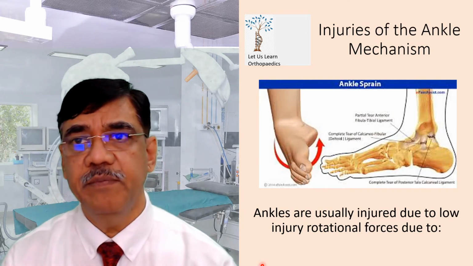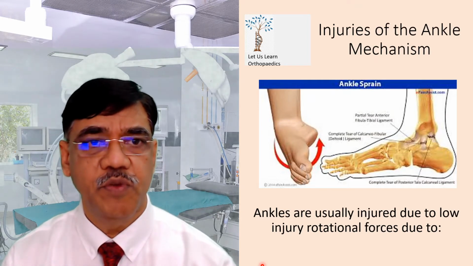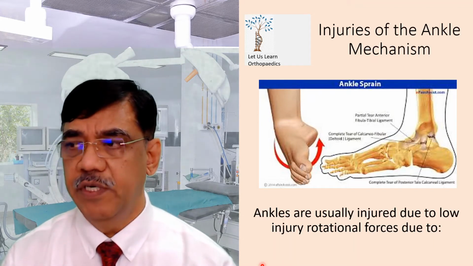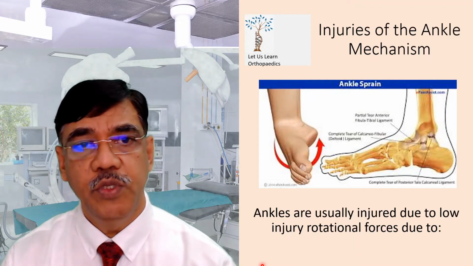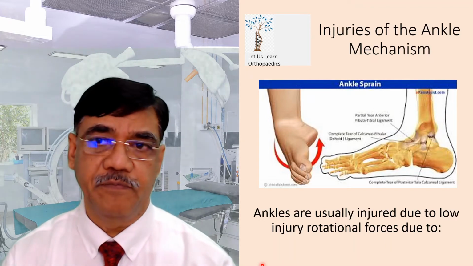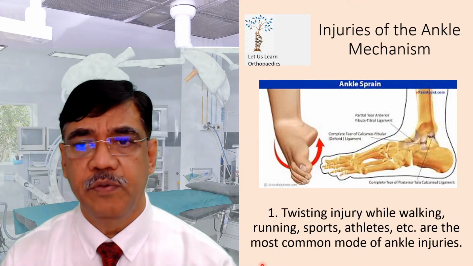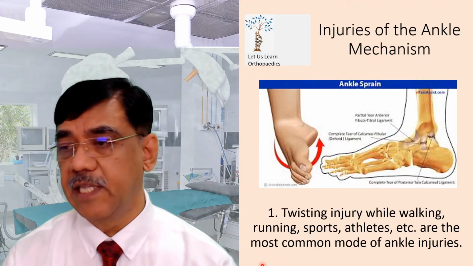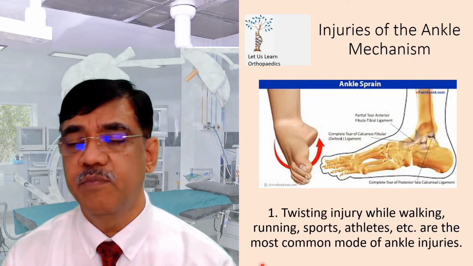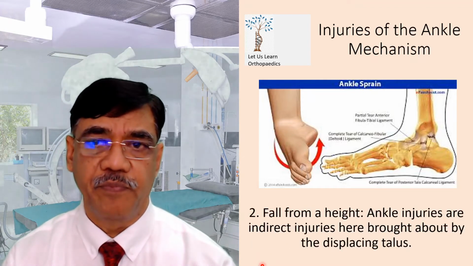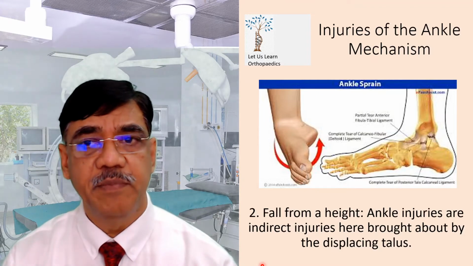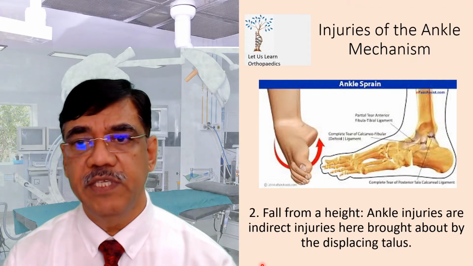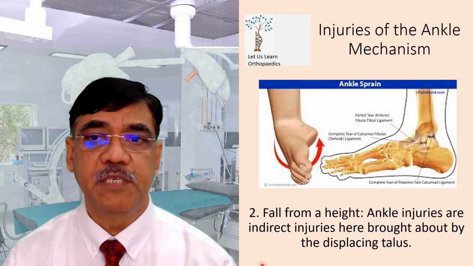If we look at the mechanism leading to injuries of the ankle, they are usually caused by low rotational forces, mainly twisting injuries while walking, running, playing sports and so on. These are the most common mode of ankle injury. The second mechanism is a fall from a height. Ankle injuries here are indirect injuries, brought about by displacement of the talus.